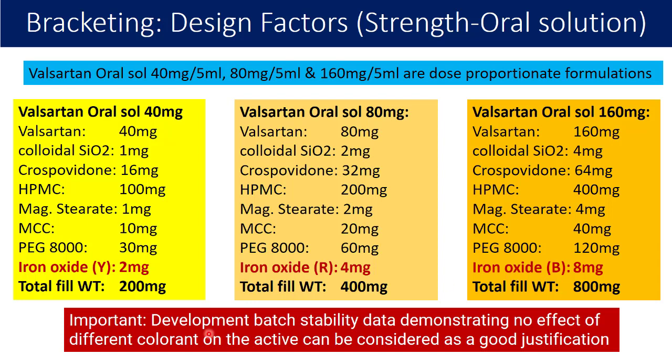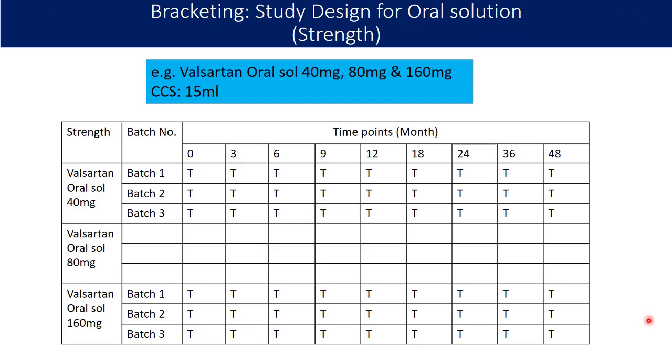But it's very important to understand that we need to justify how the difference in coloring agent or flavoring agent is not going to impact my drug stability. For that reason you should have some development stability data which says that a different colorant is not really going to make any difference as far as the stability of the product is concerned. And then according to the bracketing standards, these are the three different strengths: 40 mg, 80 milligram, and 160 milligram oral solutions. You very well know that if it is the same container closure system, 15 ml, then the 40 and 160 will become part of your stability study, and 80 milligram can be excluded from the testing plan.